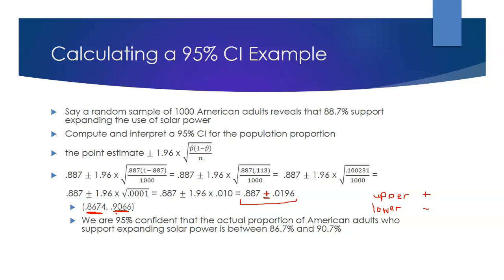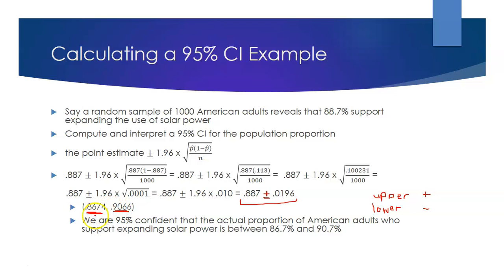So how do we actually interpret that particular confidence interval? Because this is a 95% confidence interval, we are 95% confident that the actual proportion in the population, so our population of American adults, who actually support expanding solar power, is somewhere between 0.8674 and 0.9066. Instead of presenting it as proportions, the interpretation might be a little bit clearer if we change it back to percent.